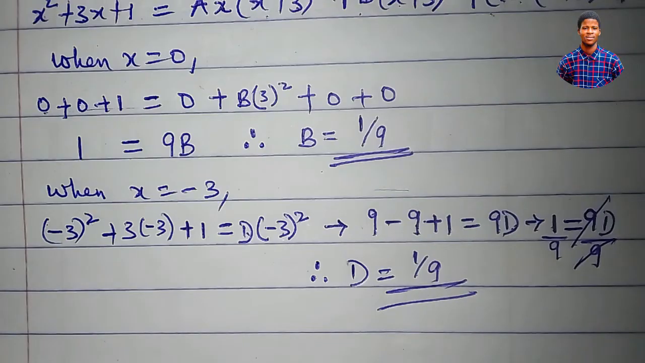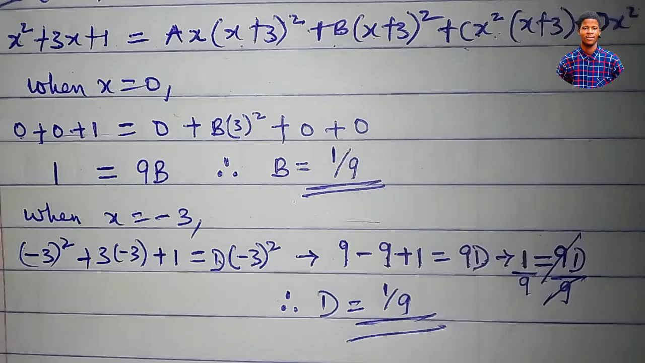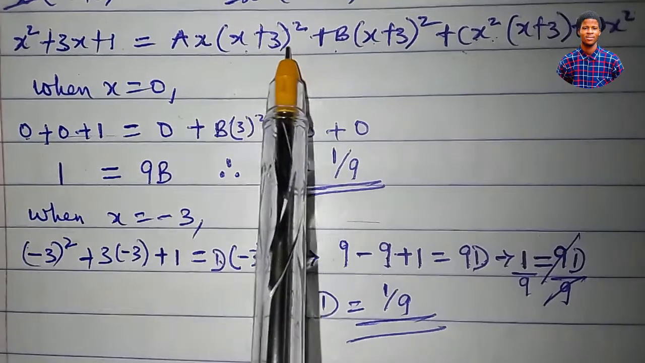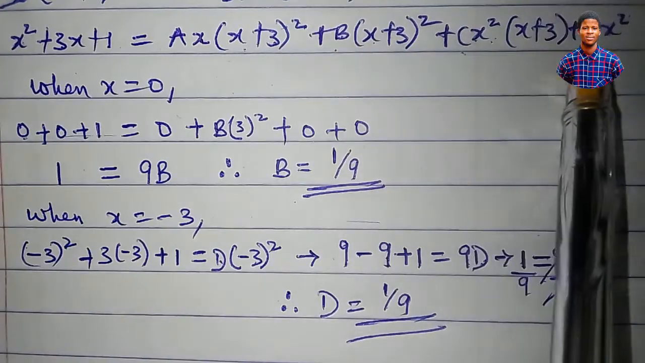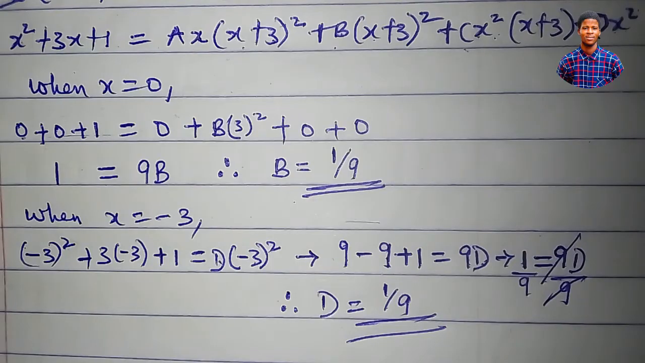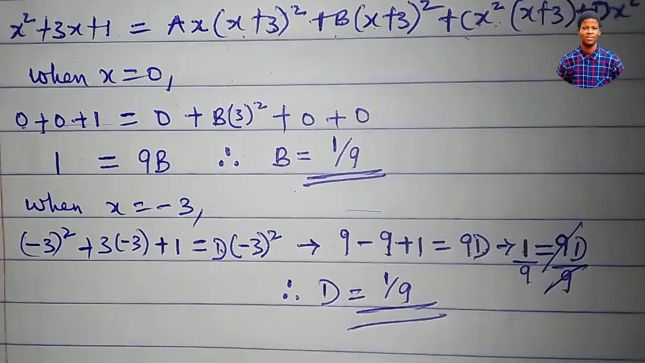So what we have to look for now is a and c. Just watch what I'm going to do very carefully. I want to expand everything here. Okay? So at this side I have x squared plus 3x plus 1.